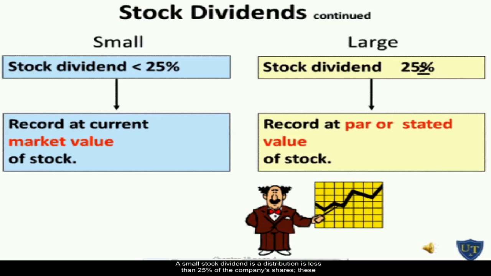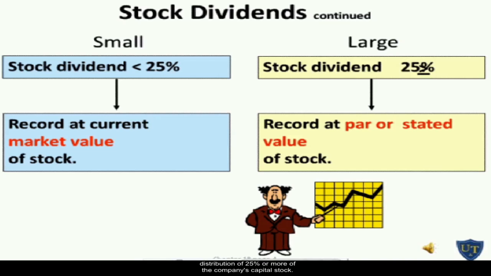A small stock dividend is a distribution of less than 25% of the company's shares. These distributions are recorded at the fair market value of the stock issued. So in this transaction, the company will reduce retained earnings for the market value, and they will increase contributed capital for market value, splitting that market value between the par value of the shares issued and additional paid-in capital. The second category of stock dividend is a large stock dividend.